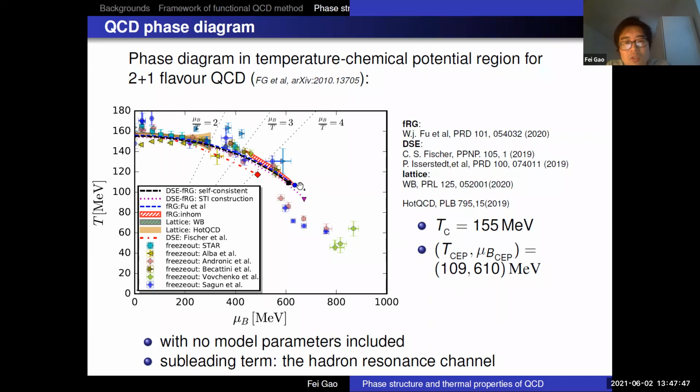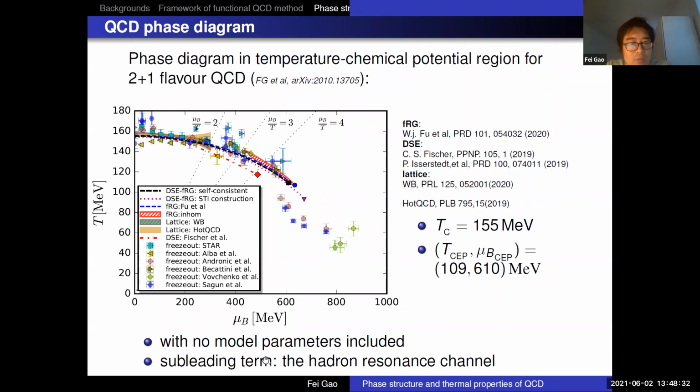So it's also consistent with another computation from purely FRG. But this FRG is based on the Quark-Meson model plus some gluon fluctuations. So it's a totally different resummation scheme, but we actually get consistent predictions for the CEP. So we think that based on the functional QCD method, without considering the volume effect and the non-equilibrium effects, the QCD CEP should be around here.